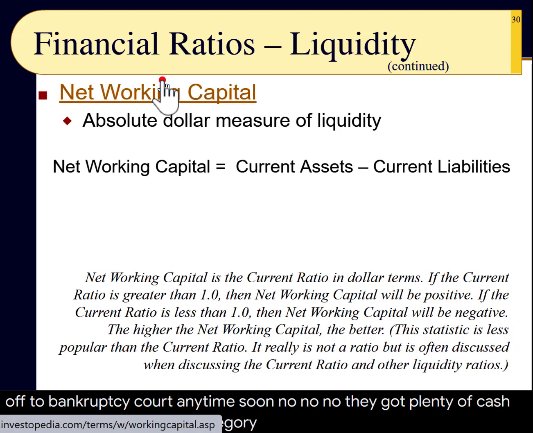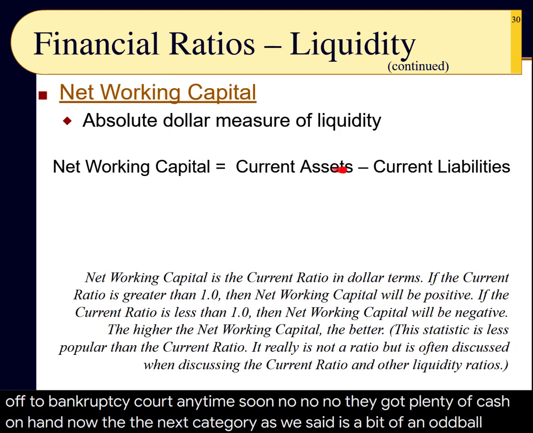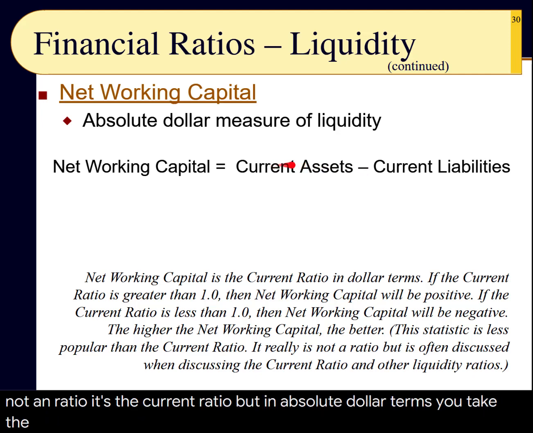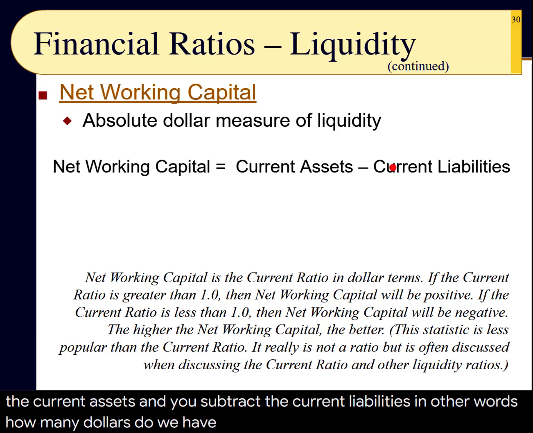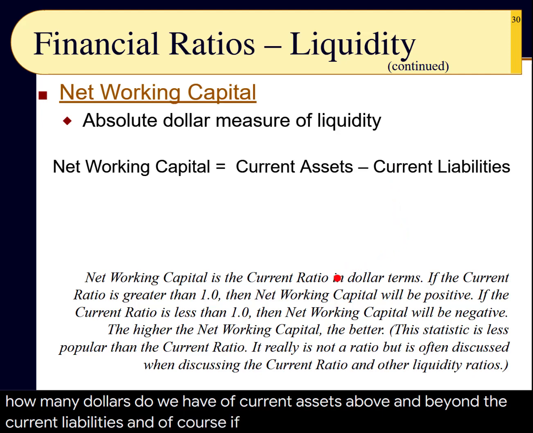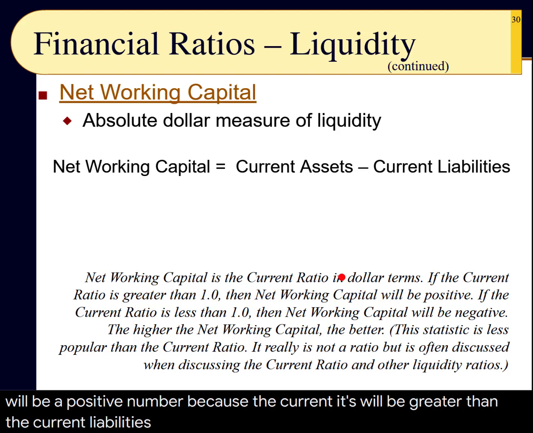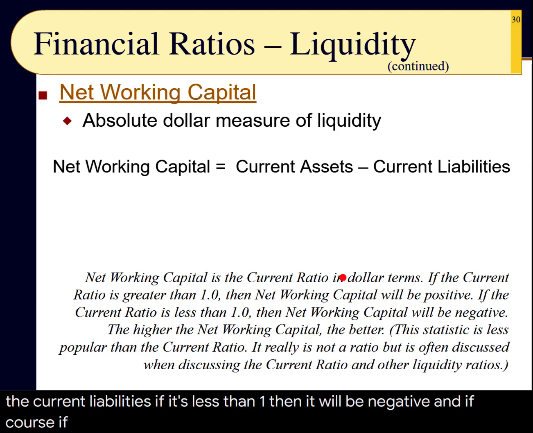Now, the next category, as we said, is a bit of an oddball. It's not a ratio. It's the current ratio, but in absolute dollar terms. You take the current assets and you subtract the current liabilities. In other words, how many dollars do we have of current assets above and beyond the current liabilities? And of course, if the current ratio is greater than 1, it'll be a positive number because the current assets will be greater than the current liabilities. If it's less than 1, it'll be negative. And if they're the same, it'll be 0.